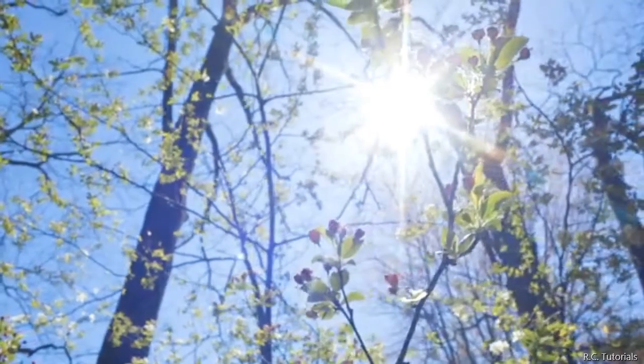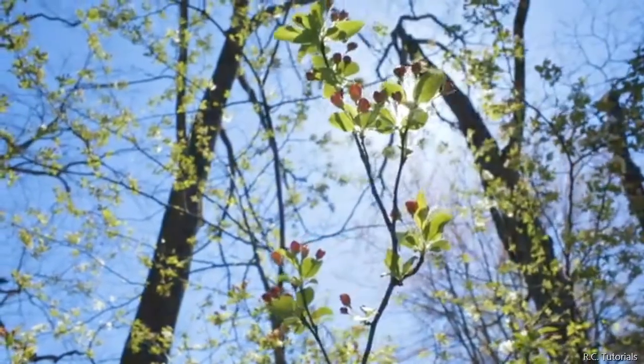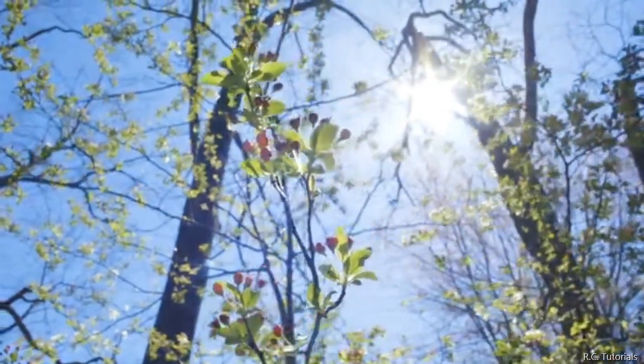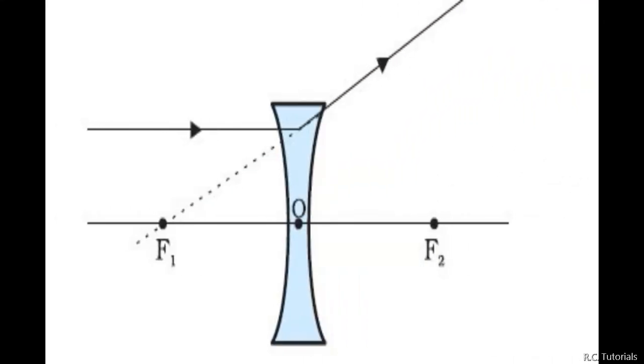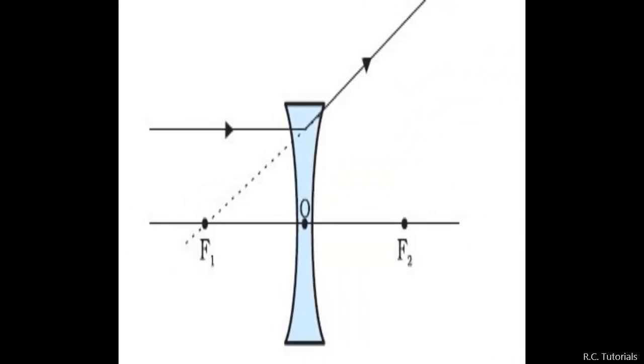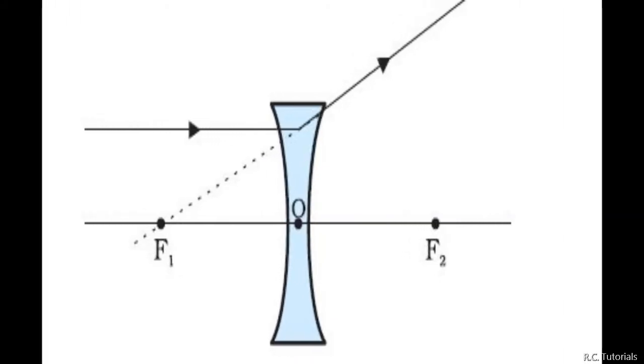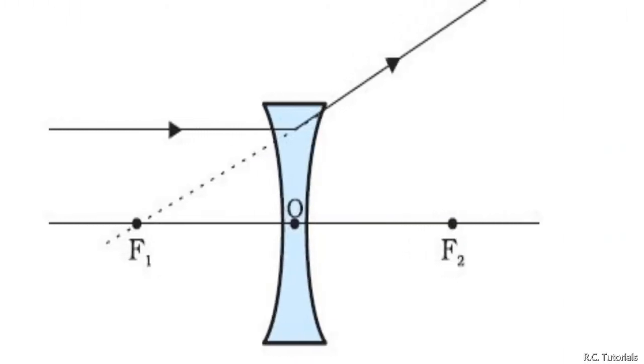The next topic is the rules for image formation by concave lens. The first rule: when a ray of light comes parallel to the principal axis, it will go away from the straight path and diverge through an angle. If we see from the other side of the concave lens, the ray will appear to come from focus to the left side.